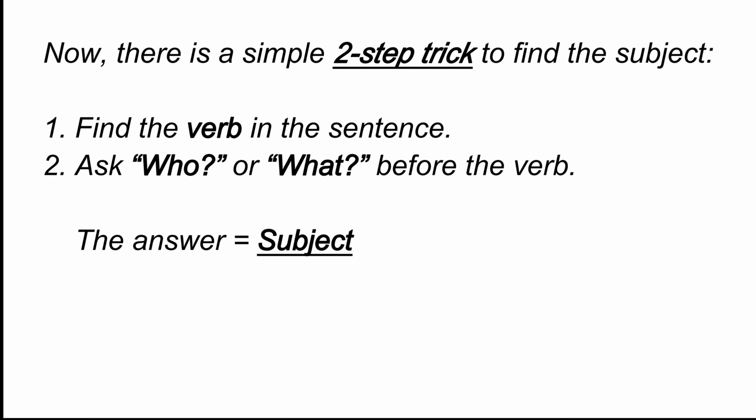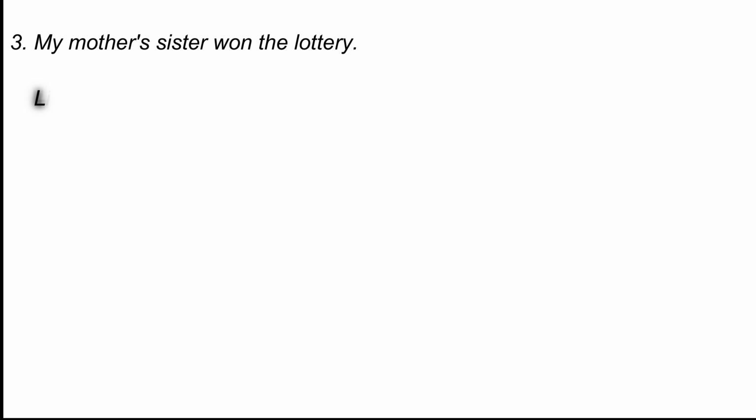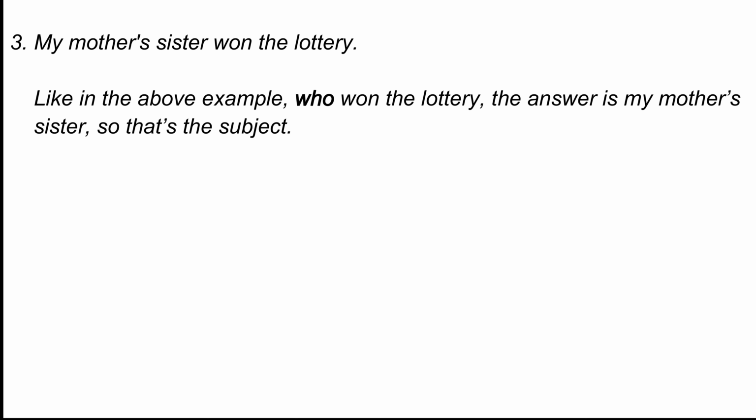Now, there is a simple two-step trick to find the subject. First, find the verb in the sentence. Second, ask who or what before the verb. The answer is equal to subject. Like in the above example, who won the lottery? The answer is my mother's sister. So that's the subject. अब ये तो simple sentences थे. Let's see little tricky sentences.